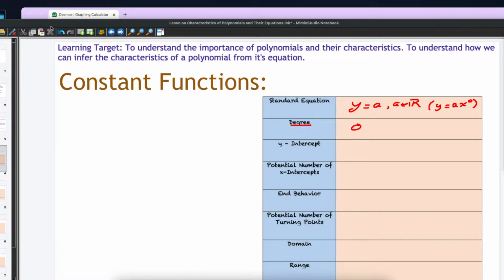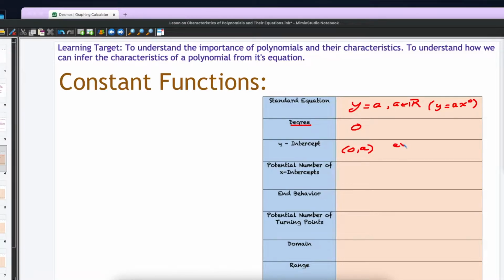So let's go back to our table and input that. So our y-intercept in this case, and again, we're saying for a function y equals a, will be (0, a).